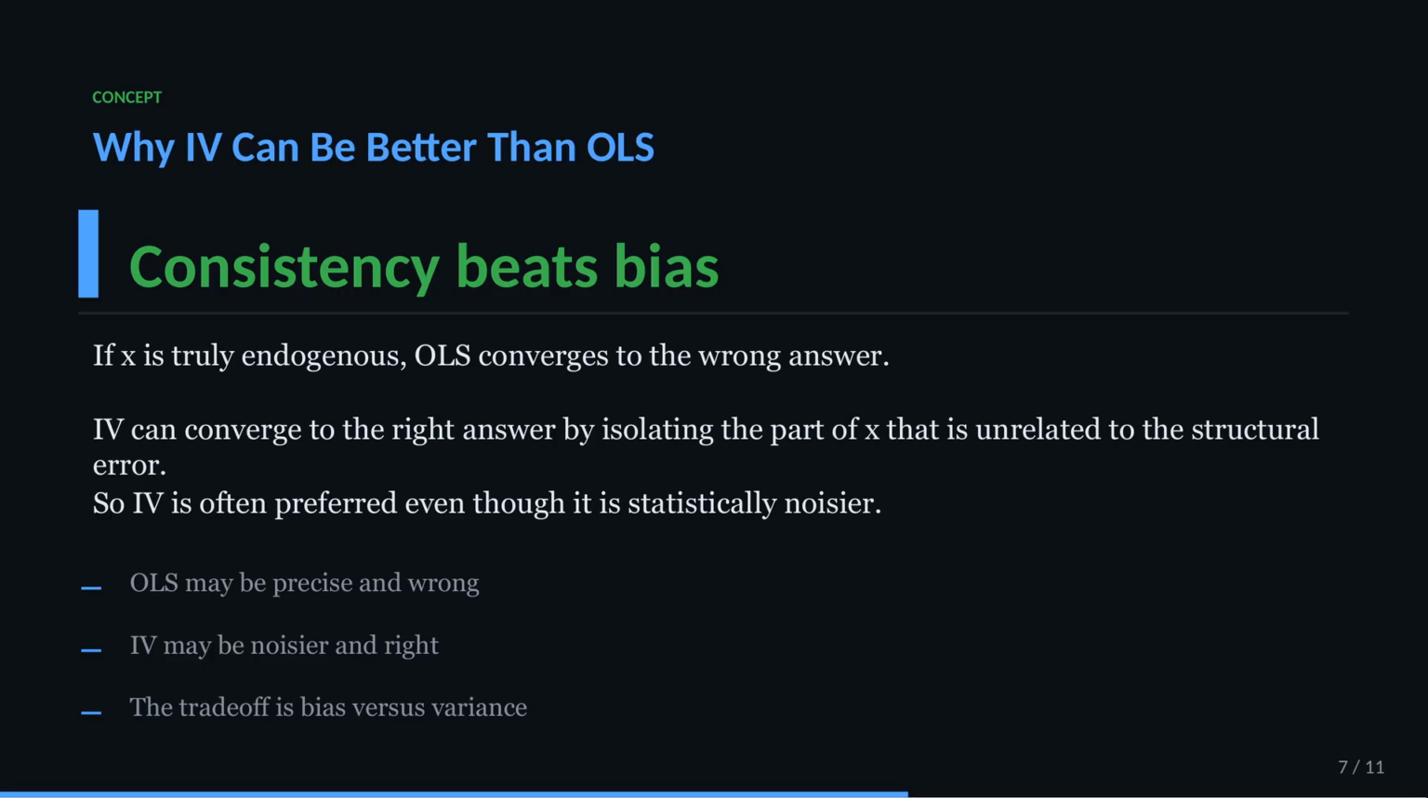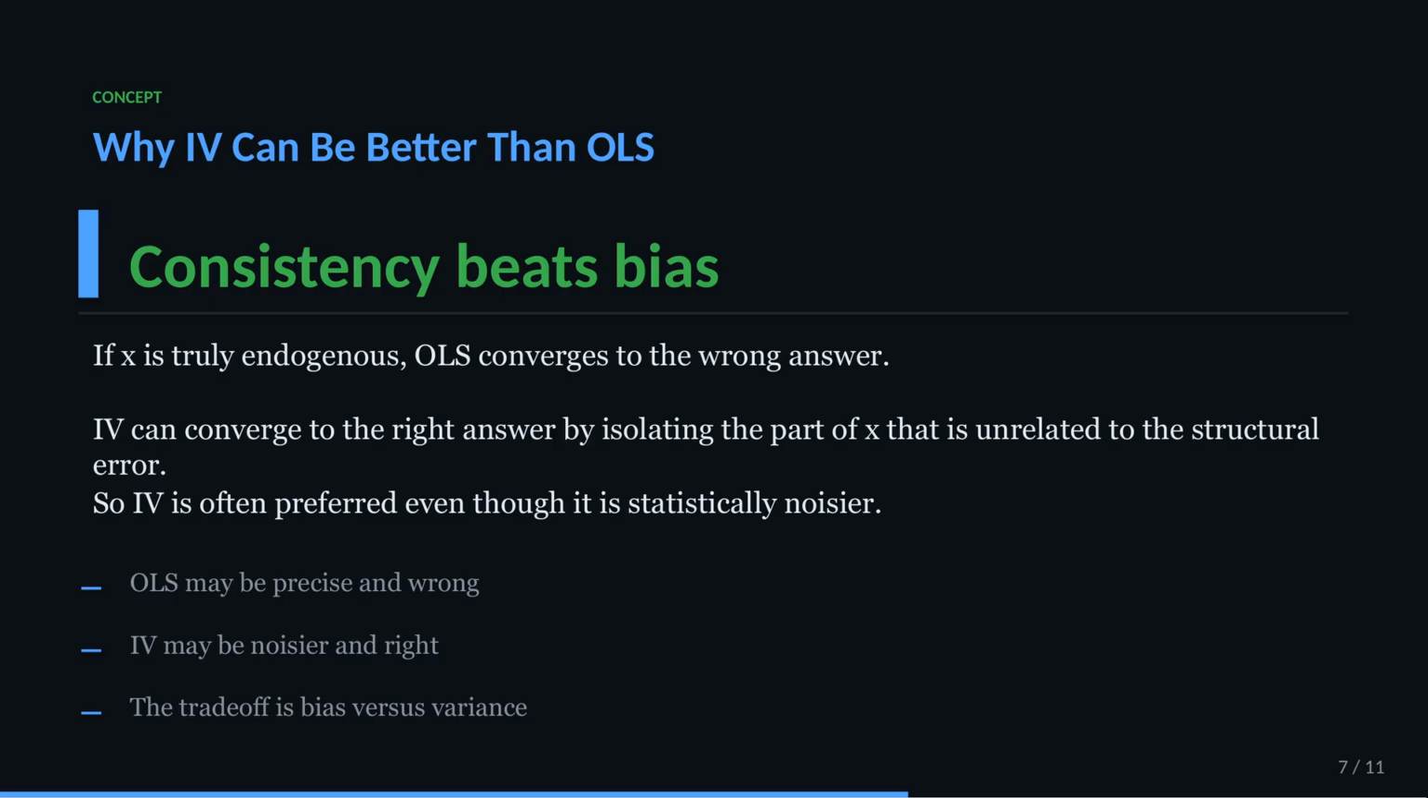This is why IV can beat OLS even when IV is much noisier. If OLS is biased because X and U are correlated, then a precise OLS estimate is not really helpful. IV may have larger standard errors, but it can still be the better estimator because it targets the right causal variation. In other words, IV often trades variance for credibility.